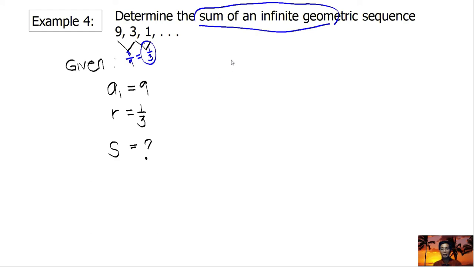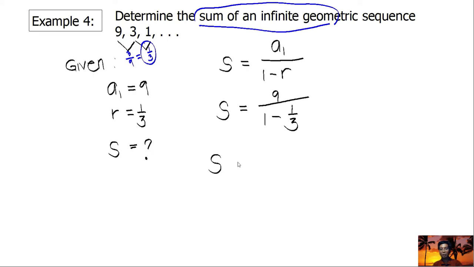So, kasama po, pwede po si sum to infinity. Our formula is S equals A sub 1 all over 1 minus R. So, substitute nyo lang po. S equals, si A sub 1 po, magiging 9 all over, so 1 minus 1/3. Ayan. So, ito po dahil 3 po ang ating denominator, papalitan nyo lang po si 1 ng 3 over 3 para mapag-minus. So, magiging 9 all over 3 over 3 minus 1/3. Ano po ang answer? So, ito po magiging 2 over 3.